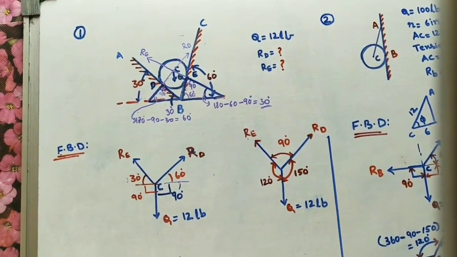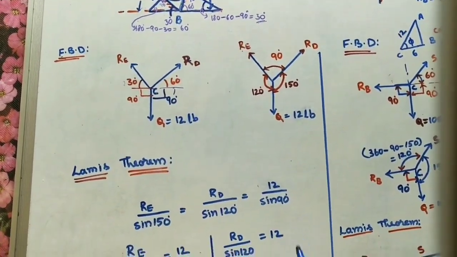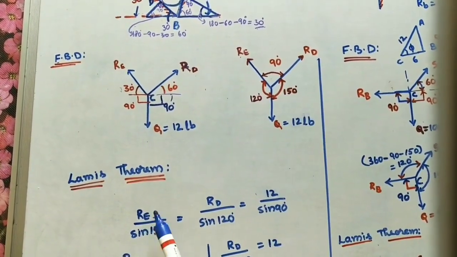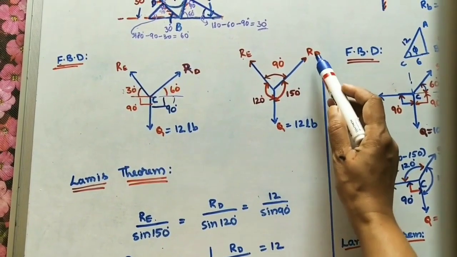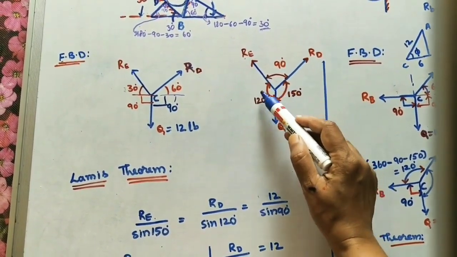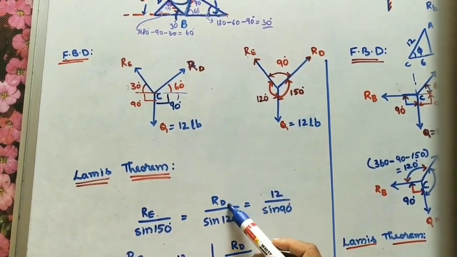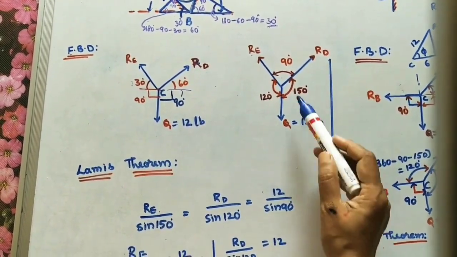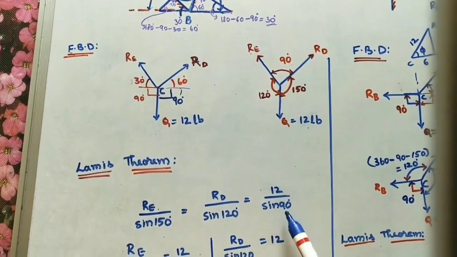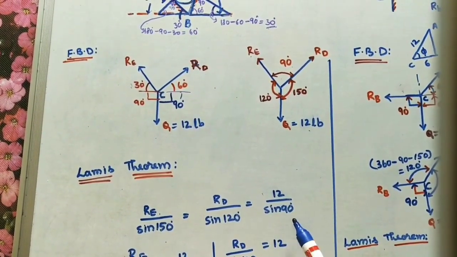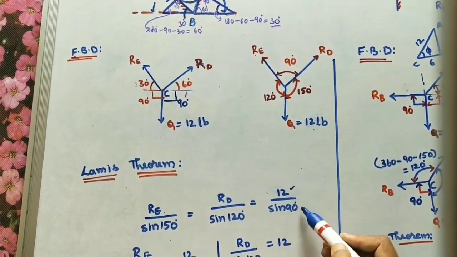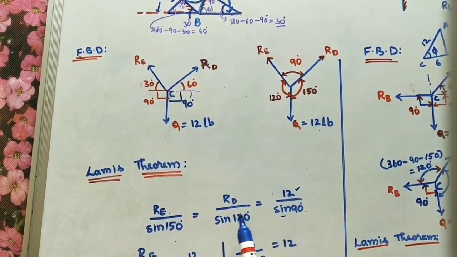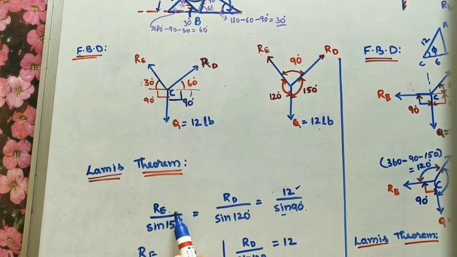According to Lami's theorem, we can write RE divided by sine of 150, then RD divided by sine of 120, the sine of the opposite angle, and Q is 12, so 12 divided by sine of 90. The known value is 12, and sine 90 is 1. So take first these two and then these two, so that we will find RE and RD.